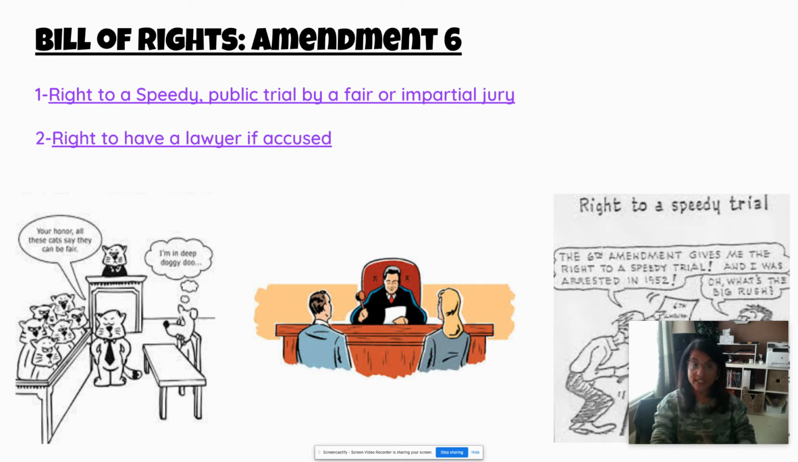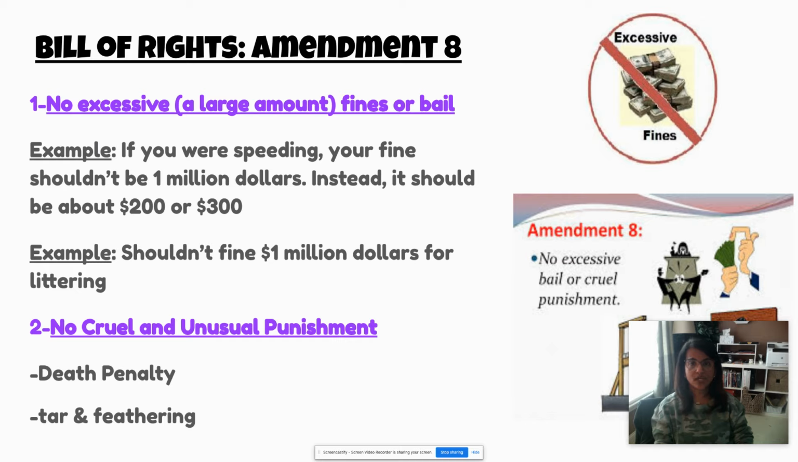So you do have a right to a lawyer if you can't afford one. They will have a public lawyer for you. So that's Amendment 6. Amendment 8 says no excessive, meaning a huge amount of fine or a bail. Here's an example.